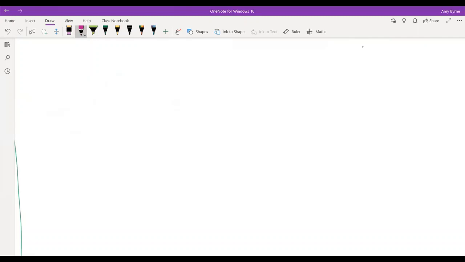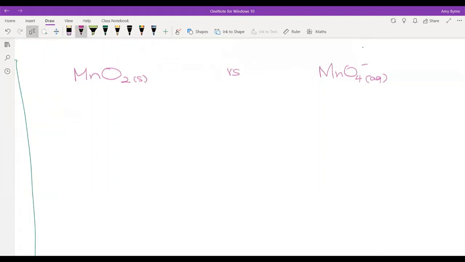So let's look at manganese. Manganese is fun. MnO2 is a solid, versus the permanganate ion, MnO4- aqueous. MnO4- aqueous is this gorgeous, purplish color. It's really gorgeous, but it's one of those colors that you look at and you think, damn, that's going to be toxic. And what do you know? It is. So let's look at the oxidation states of these two guys.